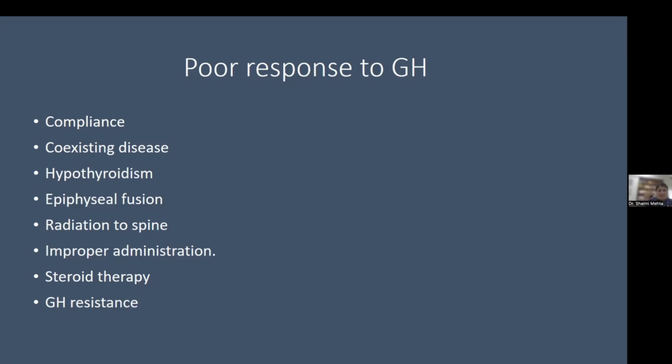Sometimes if there has been spinal irradiation as a part of tumor management, then that is not going to grow. And we do not want to give growth hormone in those kids. Improper administration, especially with the pen form: you inject and then you immediately remove the pen, all the drops are going to come out. So you're not giving the complete dose. So especially in a pen, once you inject, hold the needle inside for 10 to 15 seconds before you bring the needle out so that all the growth hormone goes inside the body.